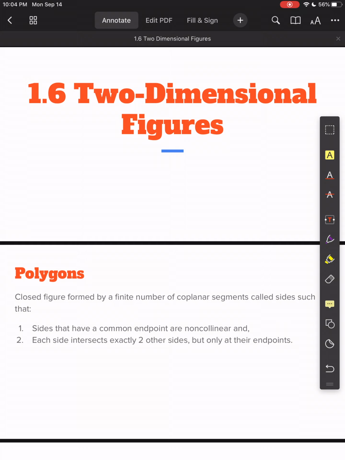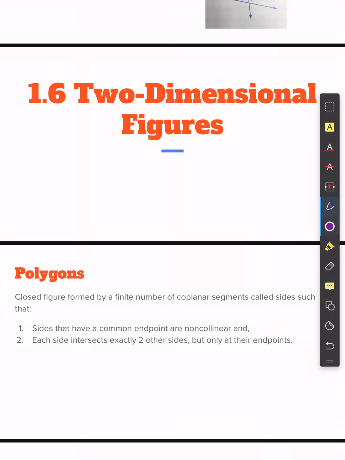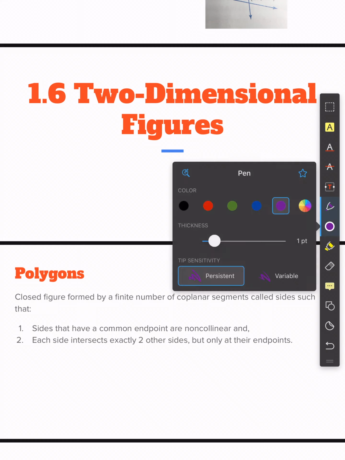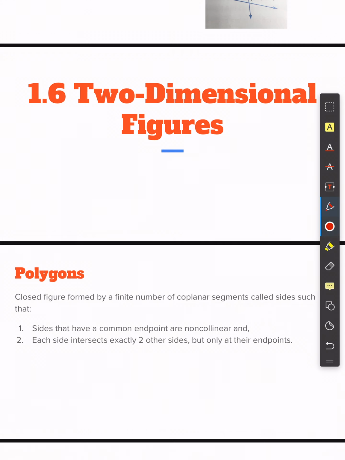All right, so they're non-collinear, and each side intersects exactly two other sides, but only at the endpoints. Okay, so this is a very important definition, that you get the whole thing down and that you study it. Basically, in a nutshell, a polygon is going to be an enclosed figure that doesn't have any weird sides sticking out solo, no gaps, no curves.